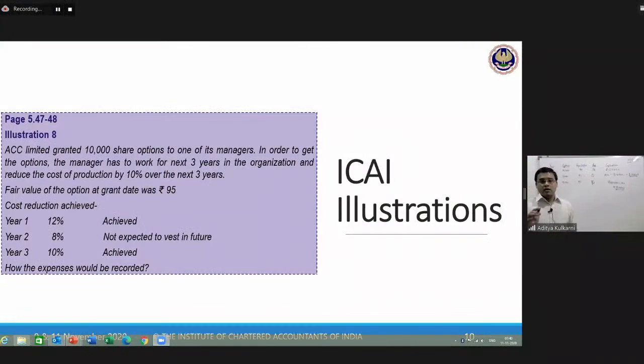See, look at the problem. In order to get the options, the manager has to work for the next 3 years, number one, and reduce the cost of production over the next 3 years. He has to be in service for 3 years, and meet the cost reduction over 3 years. So what you are having the confusion is what exactly I am mirroring to you. All right. Now pay attention once again.